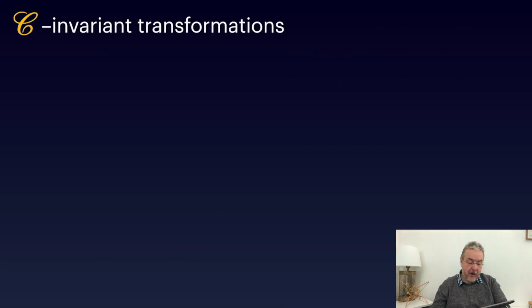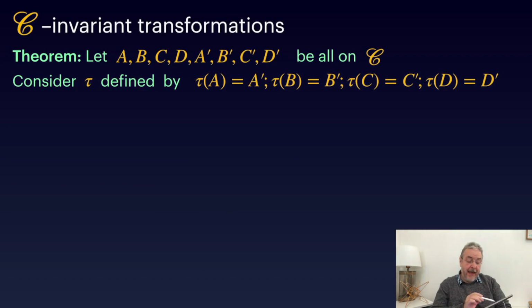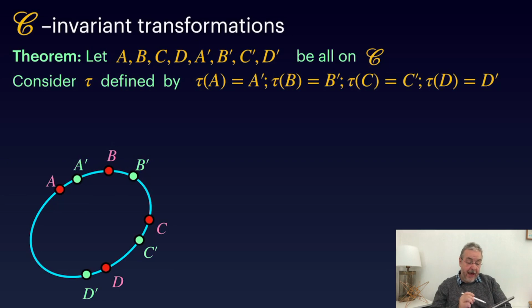And this is what we are going to prove next. Let A, B, C, D and A prime, B prime, C prime, D prime be all points on our conic. And now we consider a projective transformation that maps each point to the corresponding primed point. So the images of 4 points define a projective transformation. So if we define a projective transformation like that here, then this is uniquely determined.